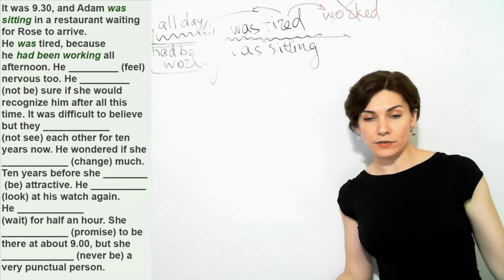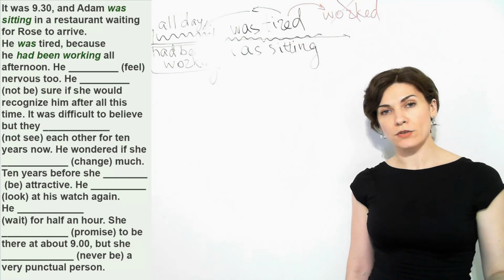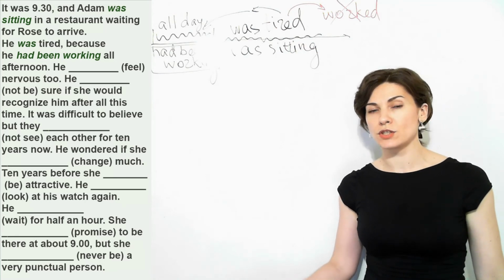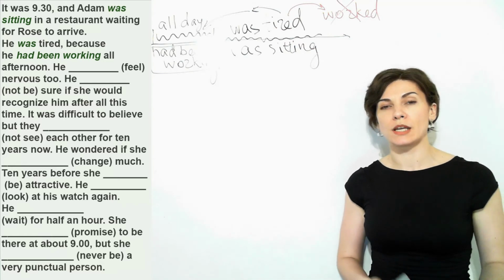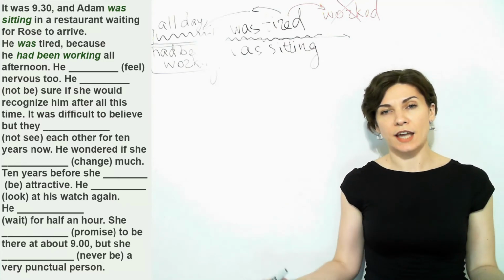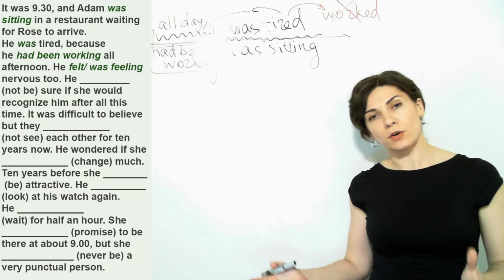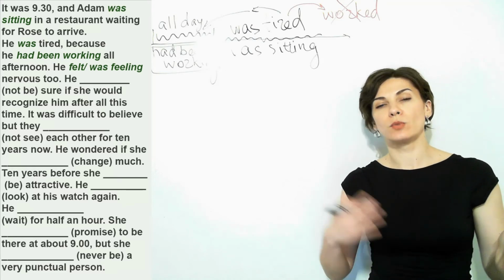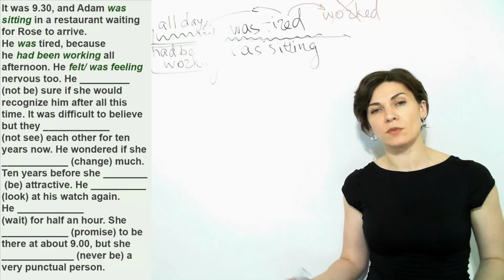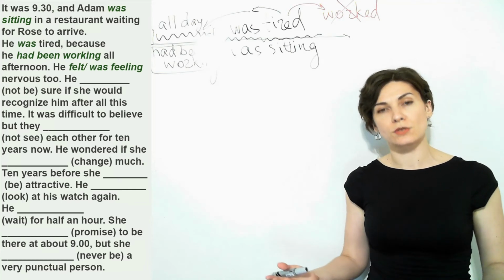He felt nervous too. I have to remind you that the word feel is an exception to the rules of stative verbs, as it can be interpreted as a state and as an action. For this reason, you can use both the past simple and the past continuous. So we can say he was feeling tired at that time, or he felt tired to describe the state he was in.